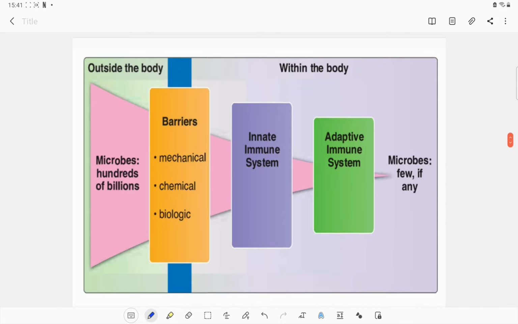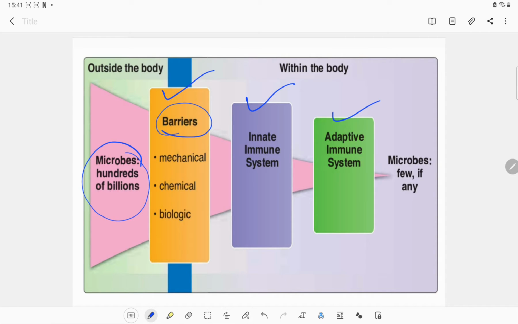So there are three defense systems which our body possesses against these invaders. Imagine there are so many microorganisms that are attacking our body. This is the first line of defense, that is the barrier system. This is the second line of defense, the innate immune system. This is the third line of defense, that is the adaptive immune system.